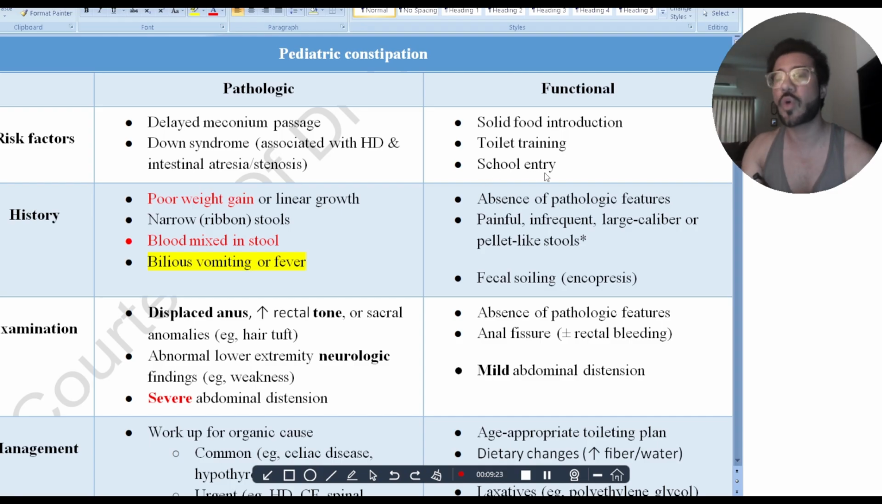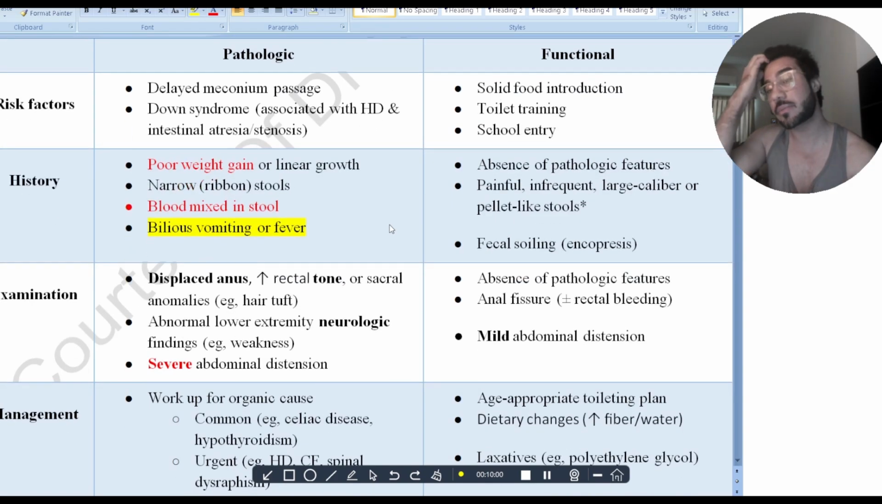School entry. This is also one of the reasons, because when the environment of the child is changed, the stool withholding behavior sometimes gets worse. Sometimes if a child wants to use the restroom and he's in school, he won't use the restroom, instead trying to withhold the stool, resulting in constipation. So a child that presents with constipation in the first few months of life, like the first few days or the first month or the second month, that points towards a pathological reason. Whereas a child who presents later in life, it most probably is a functional reason.